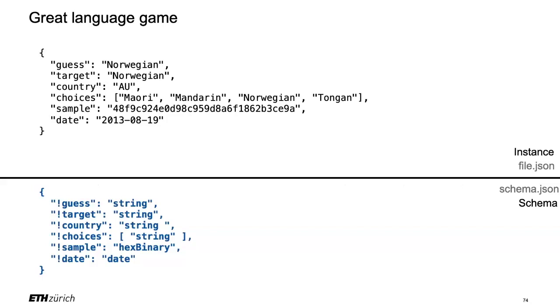This is a real world thing. So on the top, you have an instance of what's called the Great Language Game data set. It was, yes, there's a question over there. Do we have the microphone actually? So I can repeat then, yeah.